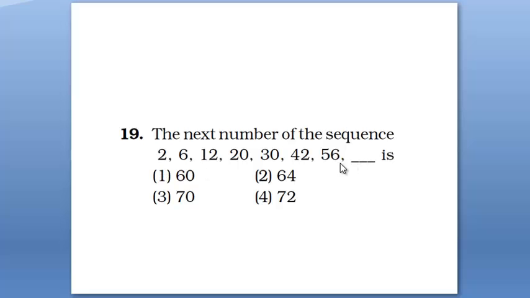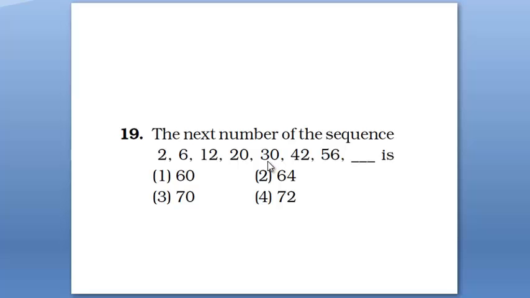Now let's try checking the values of squares. 1 square is 1, 2 square is 4, 3 square is 9, 4 square, sorry, is 16. Alright, so obviously the pattern is n square plus n. 1 square plus 1 is 2, 2 square is 4, 4 plus 2 is 6, 3 square is 9, 9 plus 3 is 12, 4 square is 16, 16 plus 4 is 20, 5 square is 25, 25 plus 5 is 30.